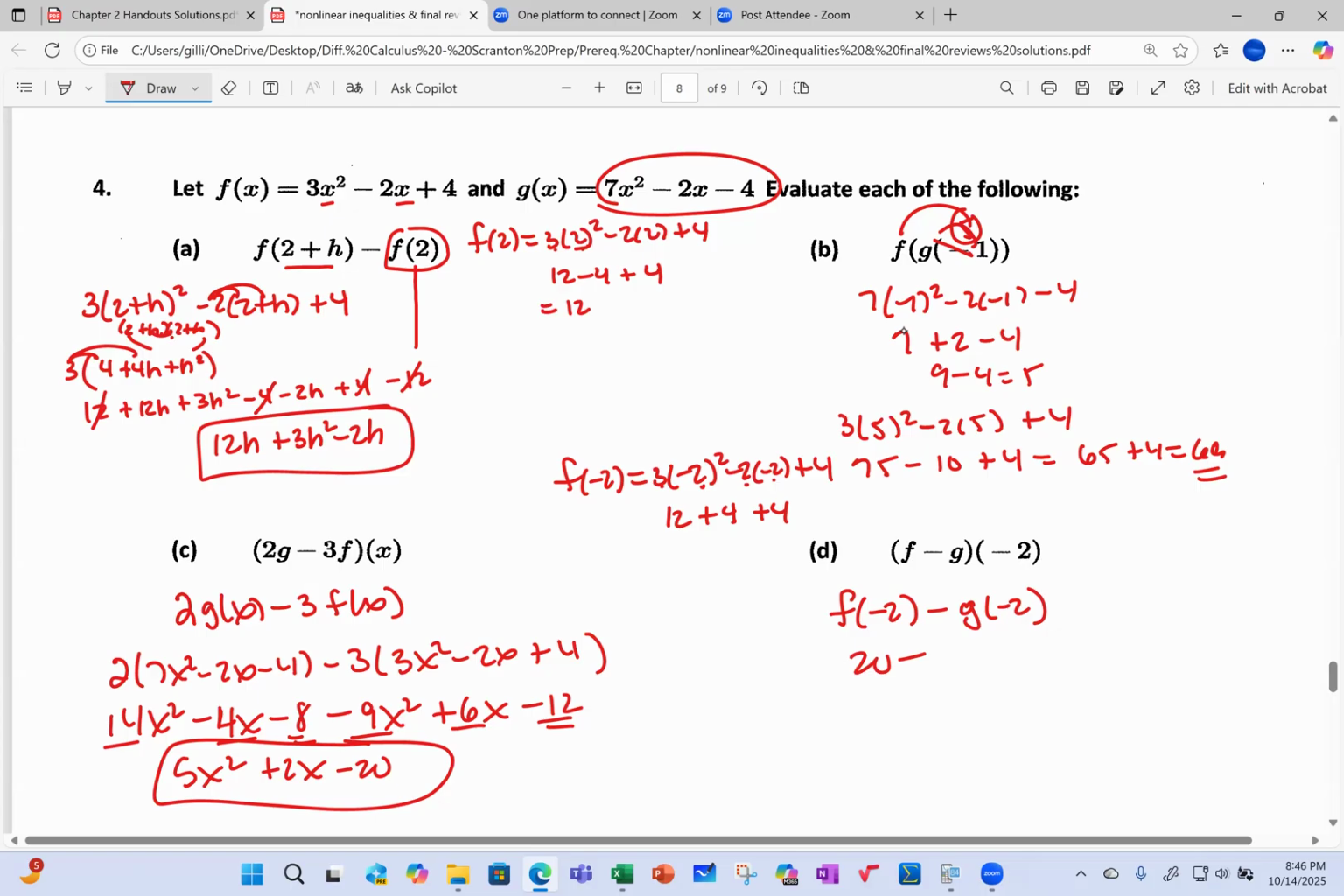And g at negative 2 is 7 times negative 2 squared minus 2 times negative 2 minus 4, that is. Negative 2 squared is 4 times 7 is 28 plus 4 minus 4. And that's 28. So it's 20 minus 28, which is minus 8. So all you simply do is do the two functions at -2 and subtract your answers.